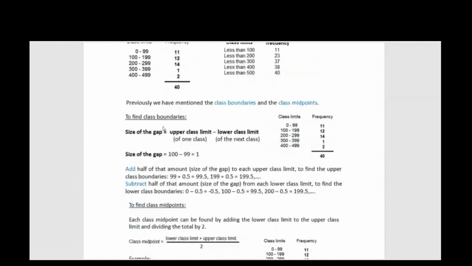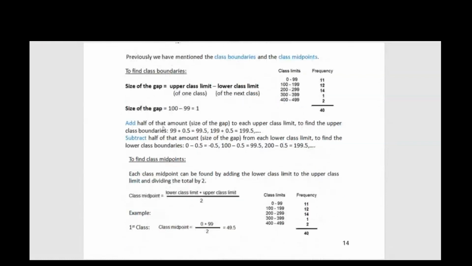Now, at the beginning, we mentioned the class points. And we said that we write the categories to close the gap between the different classes. Because if you check, for example, the upper class limit of the first class is 99 and the lower class limit of the second class is 100. So there is a gap of 1 unit between the upper class limit of the first class and the lower class limit of the second class. There is also 1 unit of difference between the upper class limit of the second class and the lower class limit of the third class. So we always have a gap for this frequency distribution of 1 unit.